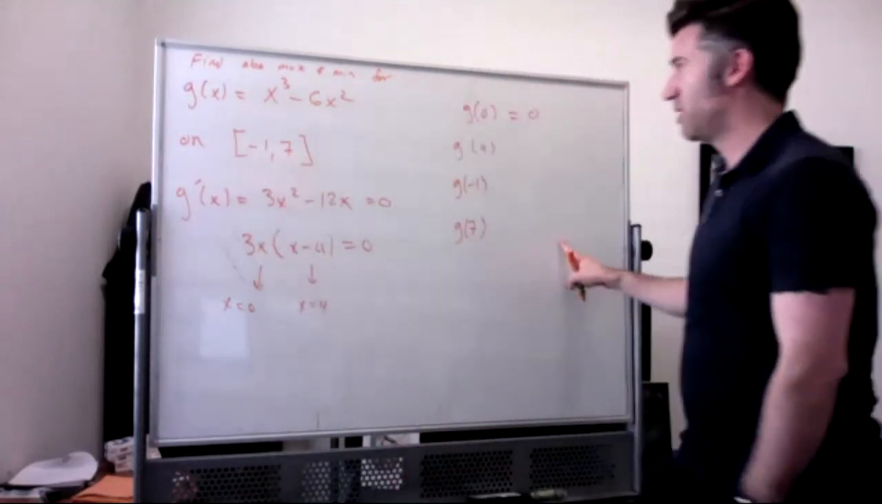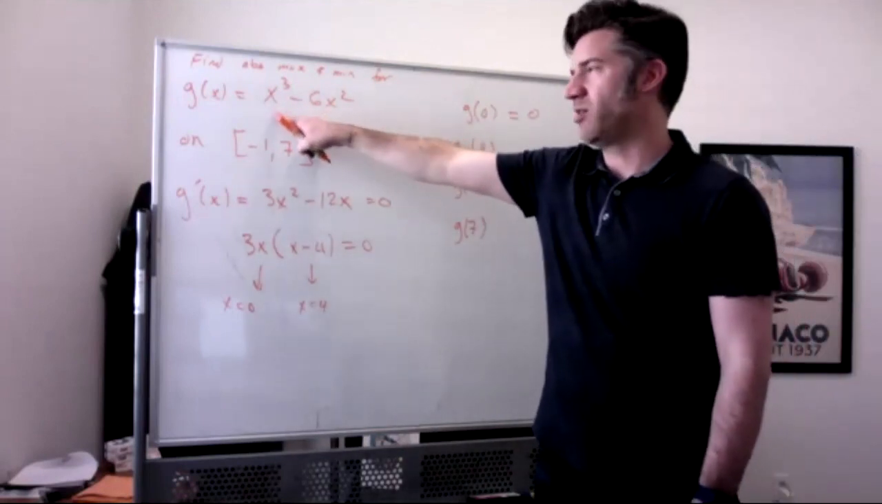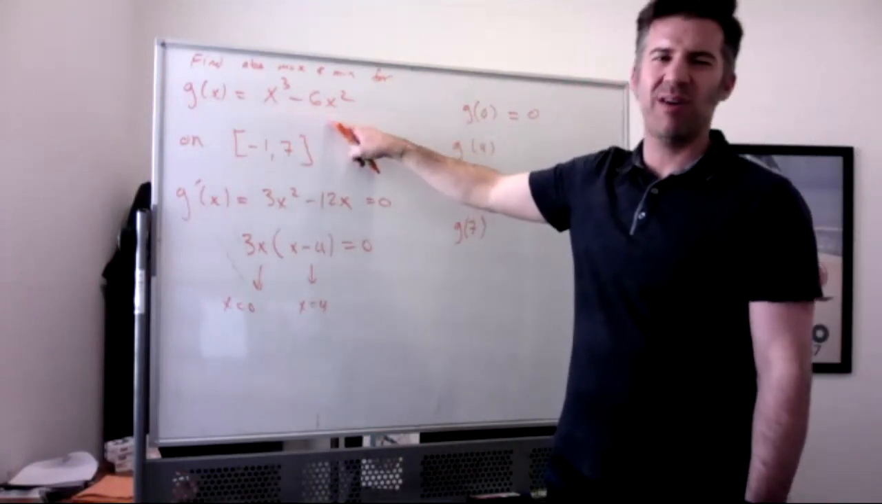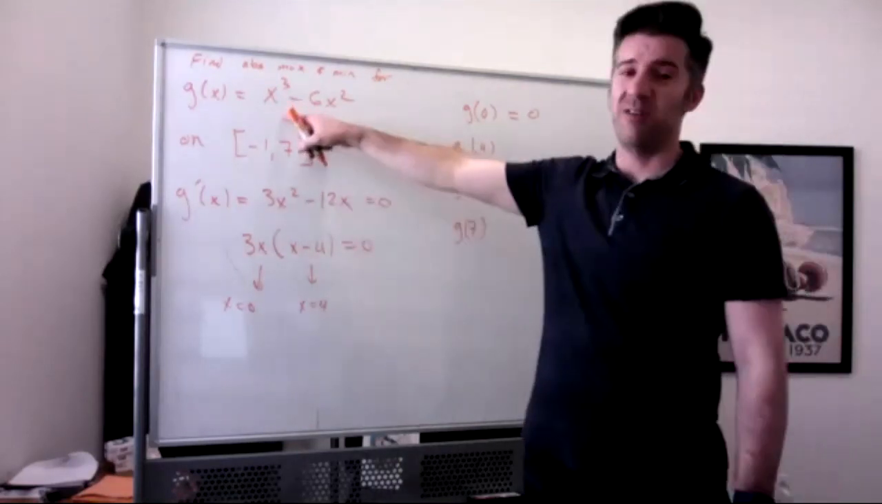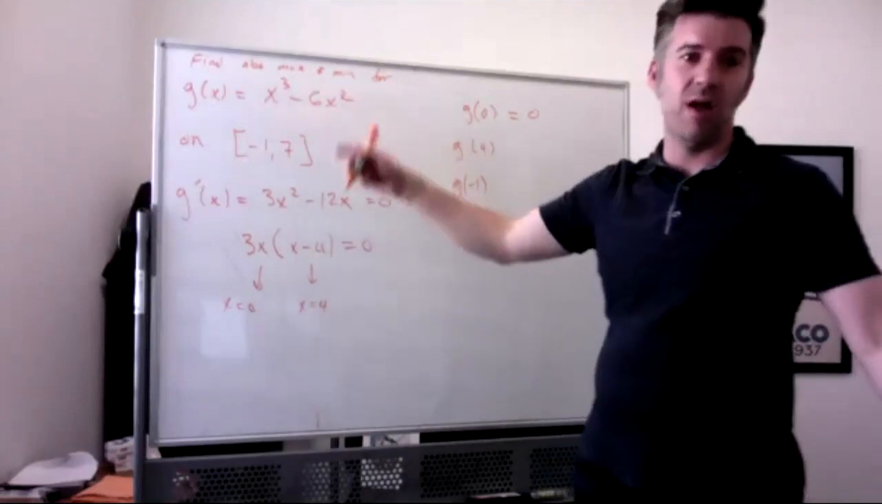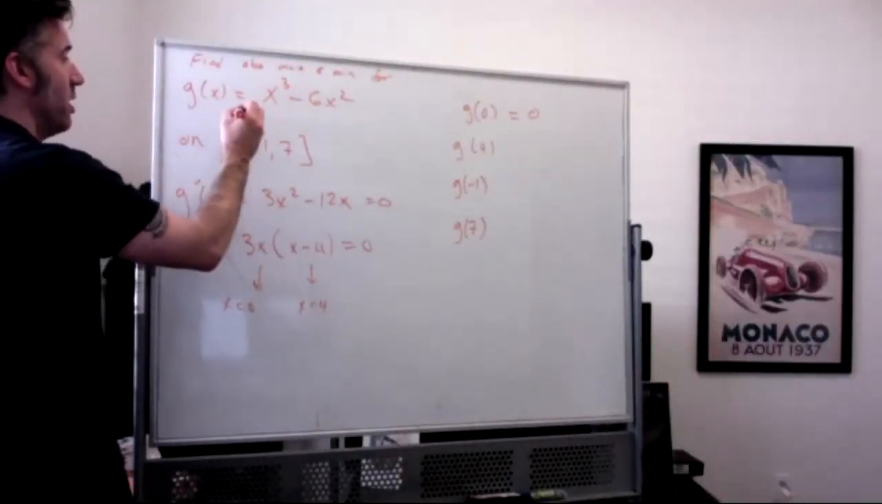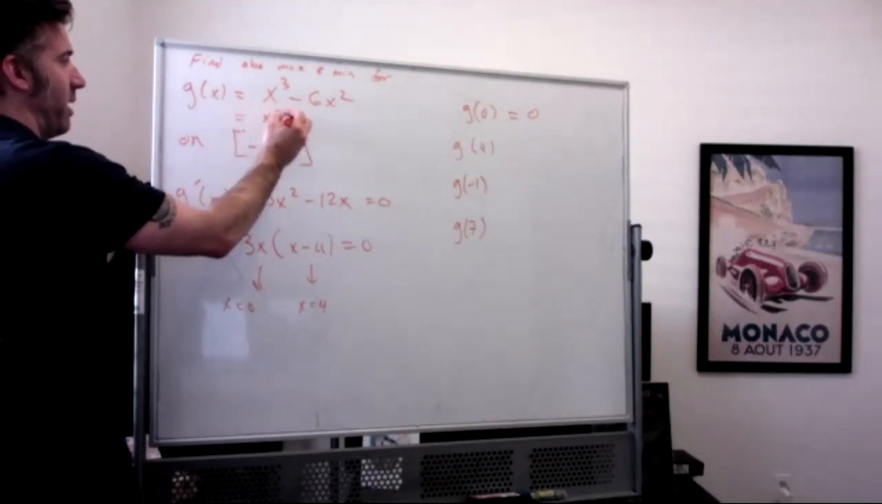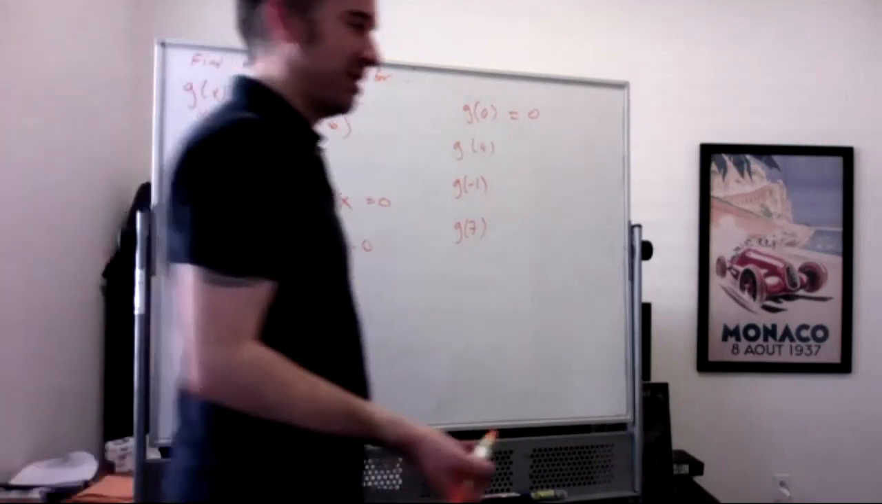And here's the thing. I'd really rather not plug it into the function as is. 4 cubed, fine, 64, but 6 times 4 squared is more math than I want to do. It's even harder when it's 7, right? 7 cubed is 6 times 7 squared. No. It's going to make your life easier when you're plugging things into the original function if you can simplify or factor the original function. I'm going to factor out the x squared and write it as x squared times x minus 6.